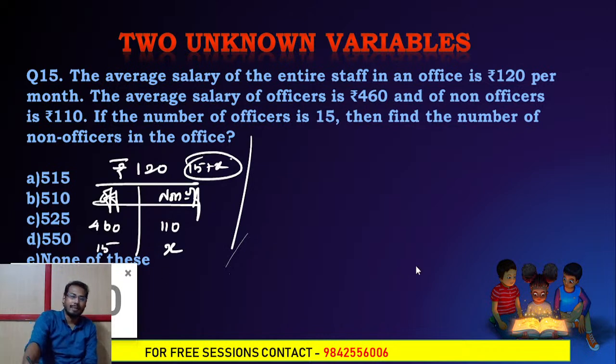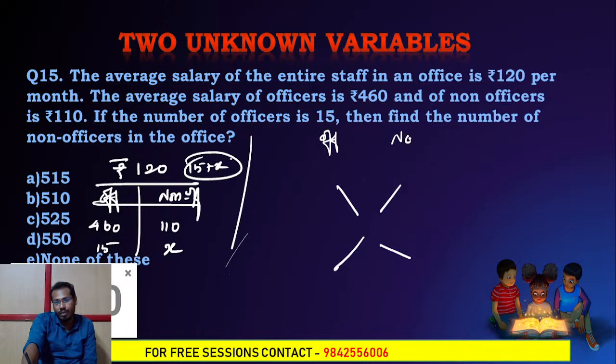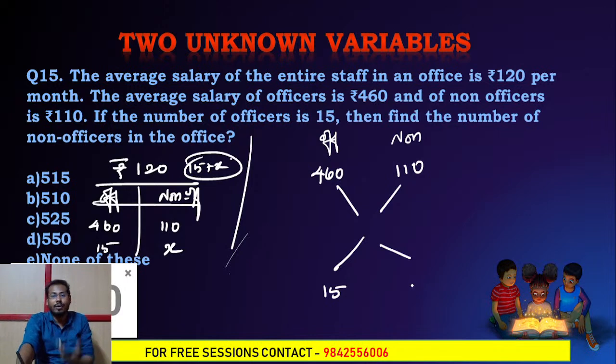Please look at how easily we can get the answer. Let's take officers on one side, non-officers on the other side. Officers' salary is 460, which we write on top. How many persons are there? 15. That should be right here. Non-officers' salary is 110. We don't know how many persons are there. Let me write 15 here, at the end.